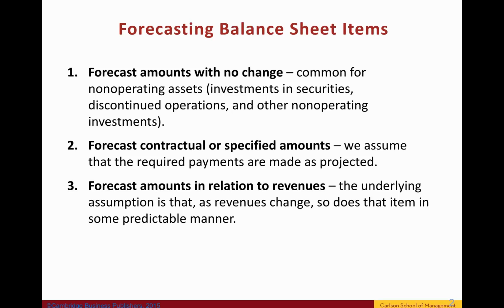Then the second step is to look at forecasting amounts for contractual or specified amounts. For example, this is going to be for our long-term debt. Let's say we don't have current payments on that debt this year or next year. Let's say, for example, we're looking at a 20-year loan, but we know that we have very large principal payments coming up within the next 3 years or 5 years. Those are things that we want to make sure that we're projecting in our balance sheet and our future cash flow statement.